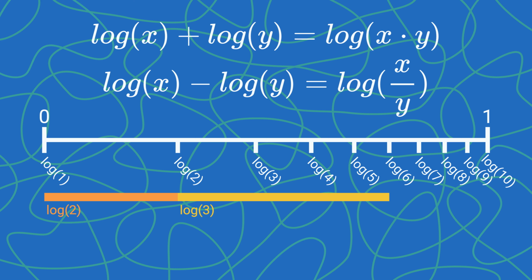Log of x minus log of y is equal to log of x divided by y, giving us a method for estimating divisions. Many slide rules have other scales for performing various operations, such as trigonometric functions and raising numbers to powers. Though slide rules have become mostly obsolete, they provide an interesting glimpse into the history of computation.